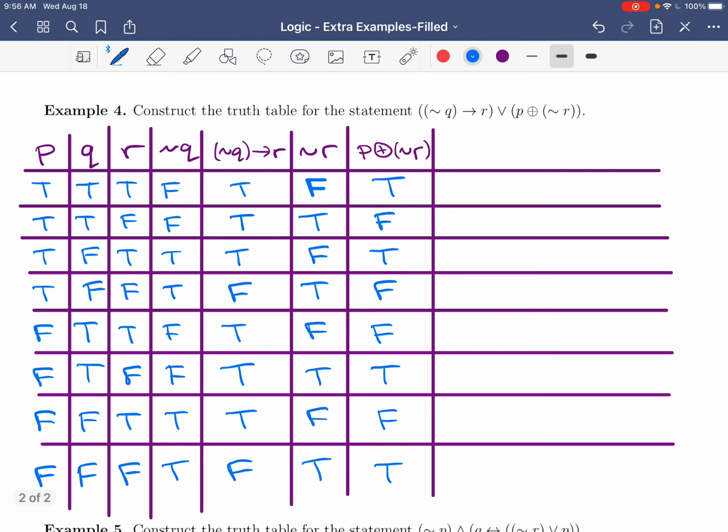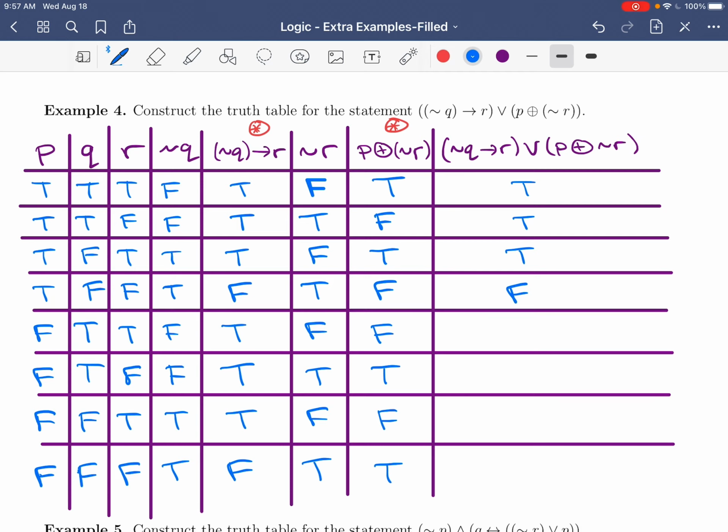Okay, and now I can put them together. So not Q implies R, or P exclusive or not R. So that's this column and this column ORed together, regular OR. So the only time it's false is when they're both false. So in the first row, they're both true. In the second row, one of them is true. In the third row, they're both true. In the fourth row, they're both false. So that's when I get a false.